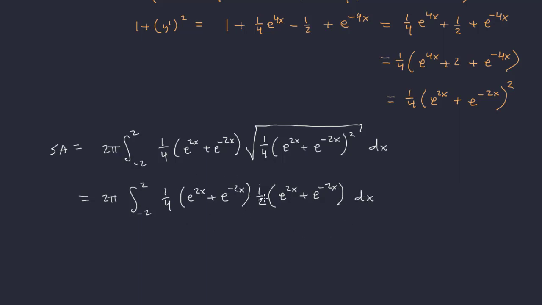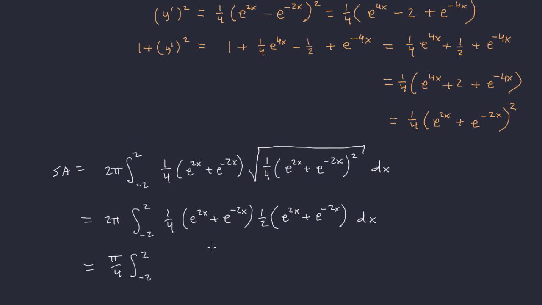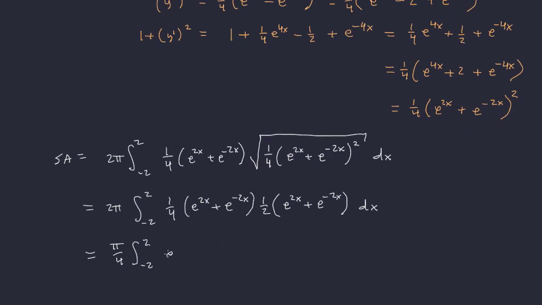So we'll get a 1/8. I'll move both of these fractions out here and get pi over 4 times the integral from -2 to 2 of these two things squared. Well, we already know what that should break out to be: e^(4x) plus 2 plus e^(-4x) dx.